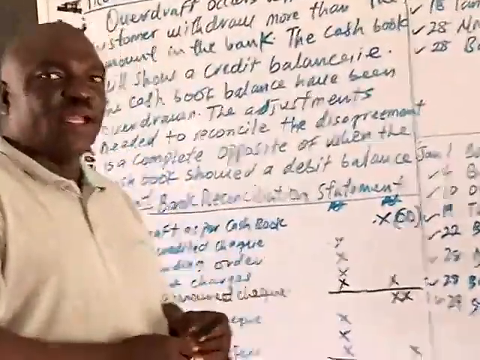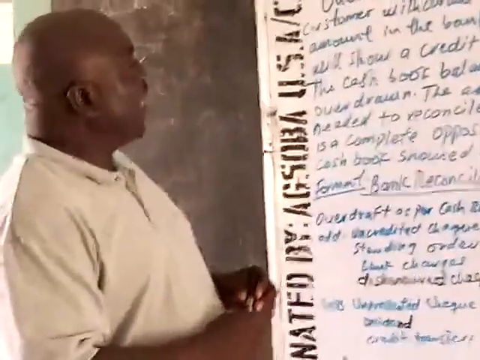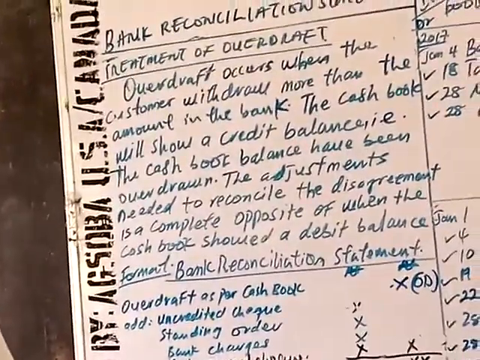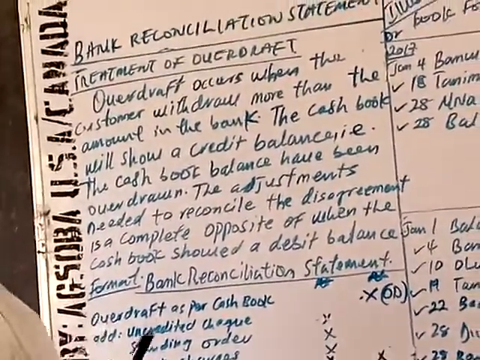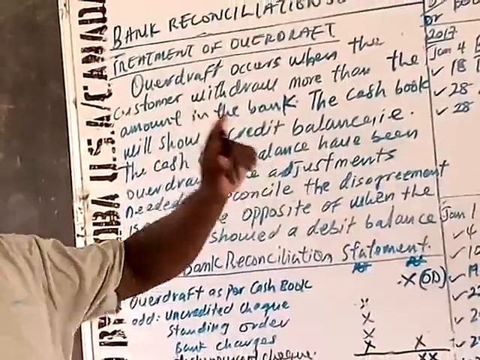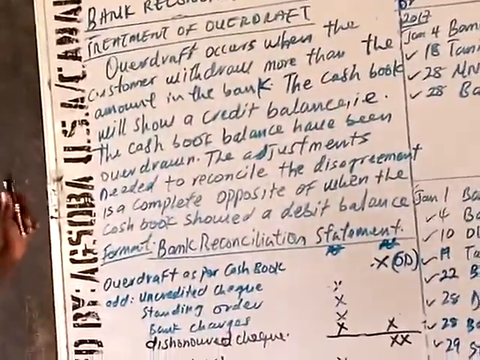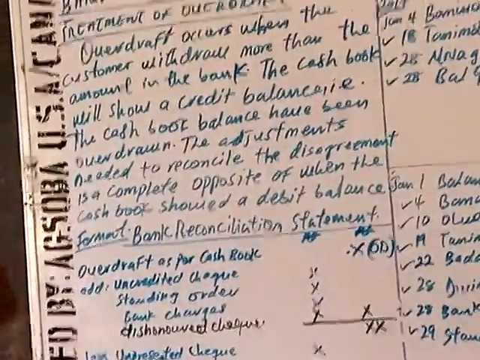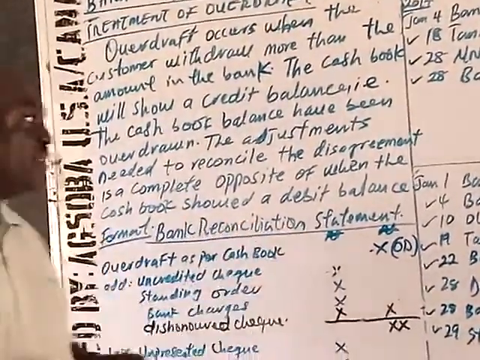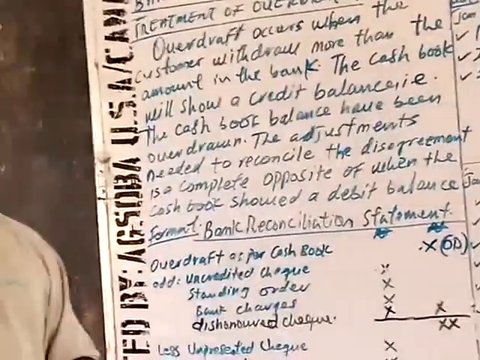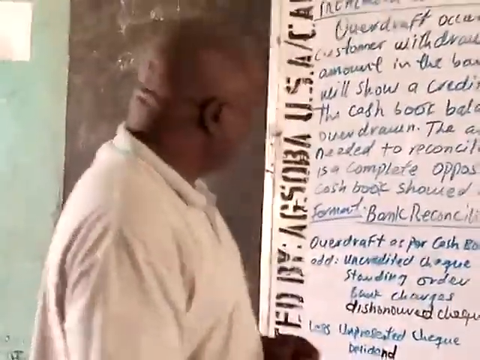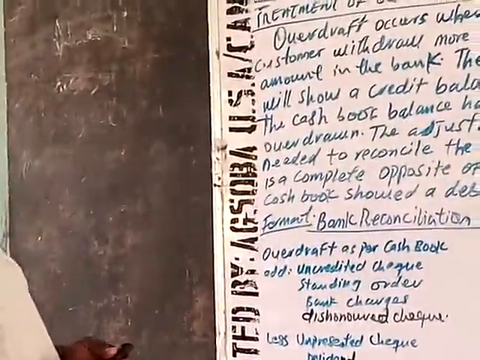Now, looking at the chalkboard, it says treatment of overdraft in bank reconciliation statement, whereby the bank will be overdrawn from the cash book. Now, the definition: overdraft occurs when a customer withdraws more than the amount in the bank. The cash book will show a credit balance. That is, the cash book balance has been overdrawn. Then the adjustment needed to reconcile the disagreement is the complete opposite of when the cash book shows a debit balance.